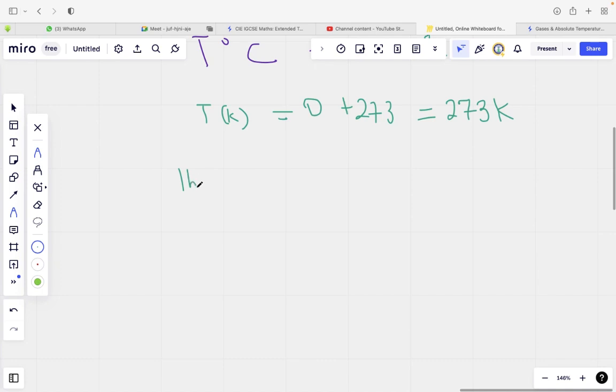The gas law. We have different aspects of the gas law. We have the pressure law, we have the Charles law, and we have the general gas law. But the general gas law you're going to learn at a higher level. Let's just focus on the very popular ones for IGCSE.